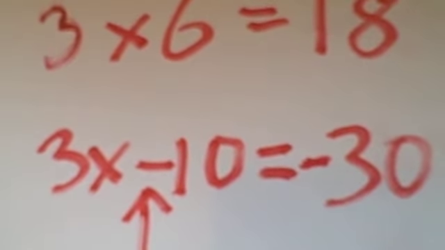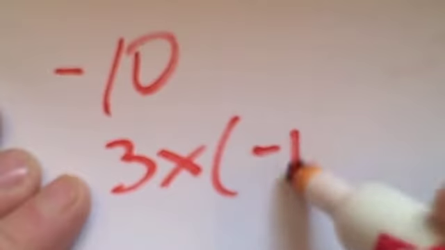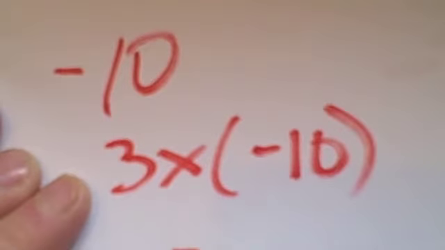What does that mean in real life? Well, suppose I owe a friend 10 euros. Because I owe it, that's minus 10. Suppose I owe 3 friends 10 euros. Then that's 3 times minus 10, which equals minus 30. The total amount of money that I owe is 30. Okay?